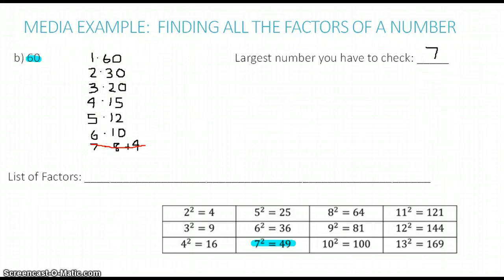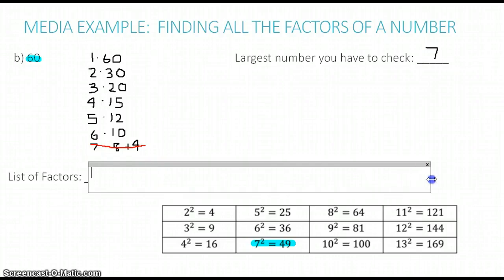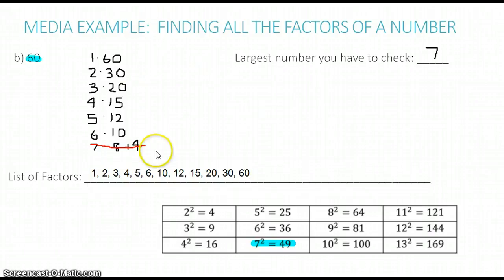So now let's put these in a list. And the factors of 60 are 1, 2, 3, 4, 5, 6, not 7. Wrapping around, we have 10, 12, 15, 20, 30, and 60. So these are all the factors of 60.